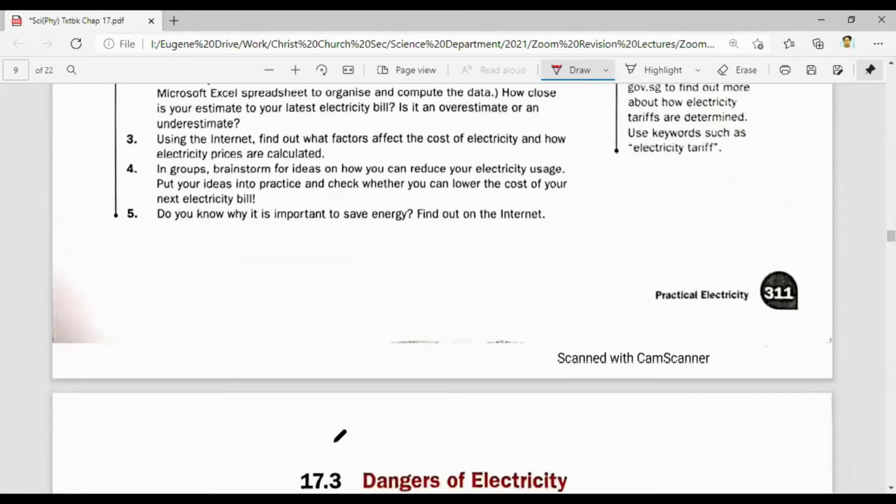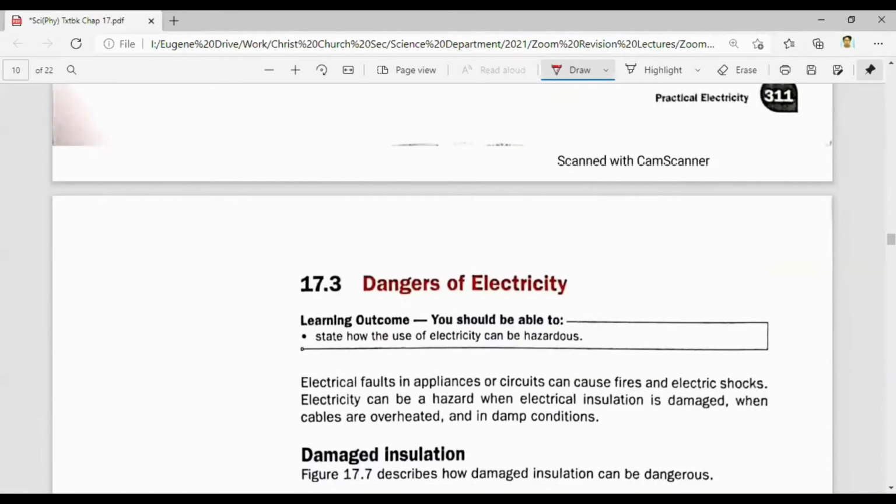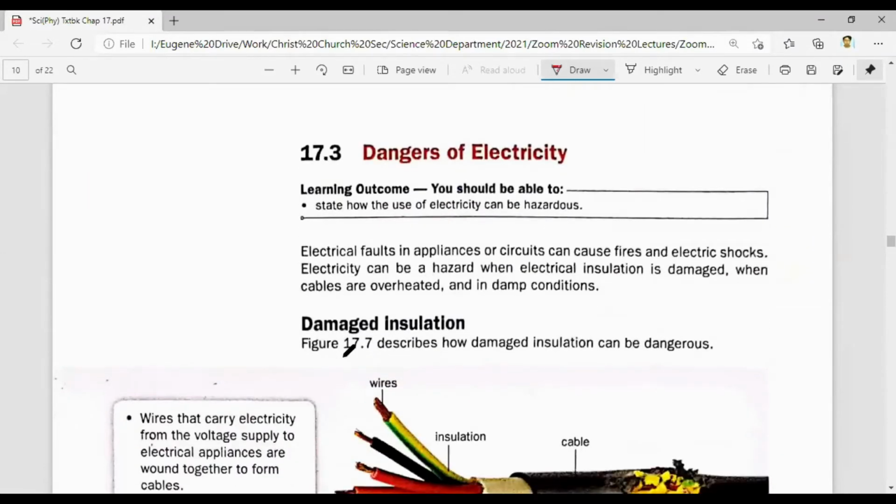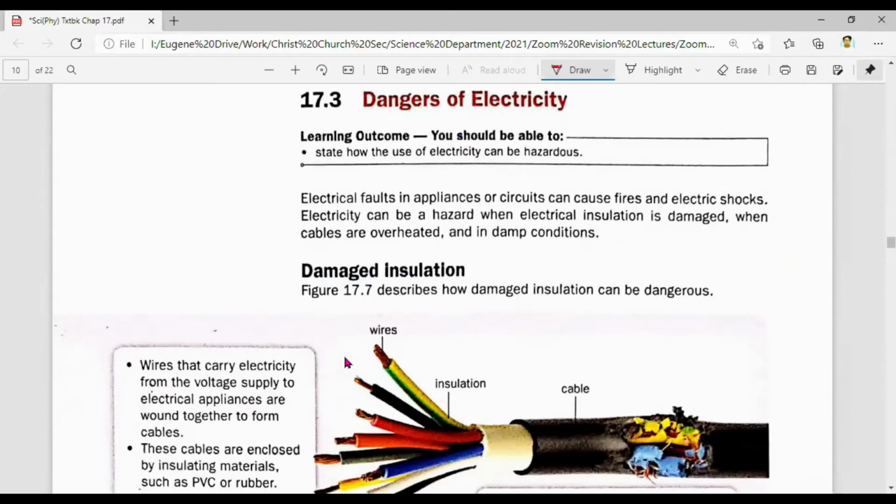But the main problem people have is in terms of expressing the answers for the explanation in practical electricity. So this part here, I will be going through in detail how to express the answers in terms of the safety features of electricity, and also how to state the hazards itself. Okay, so let's go to 17.3 now.